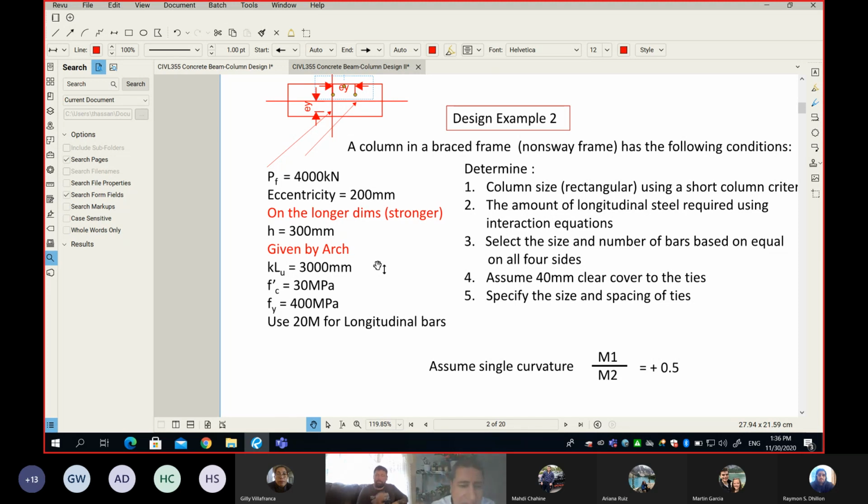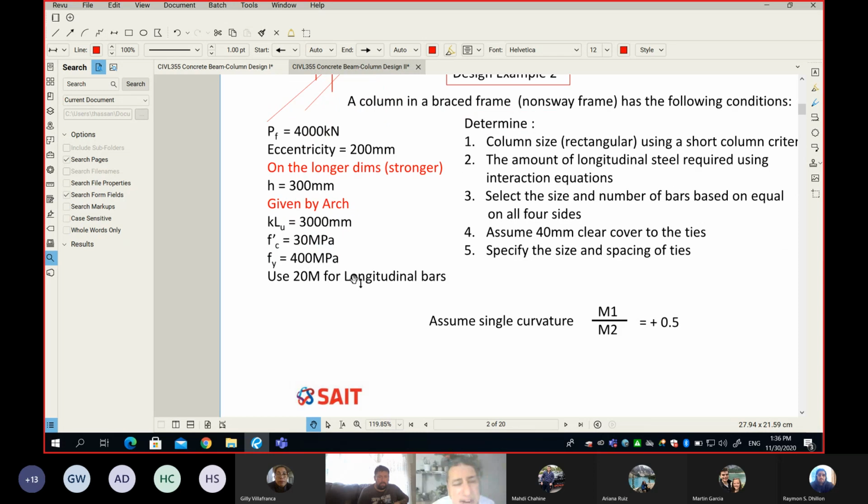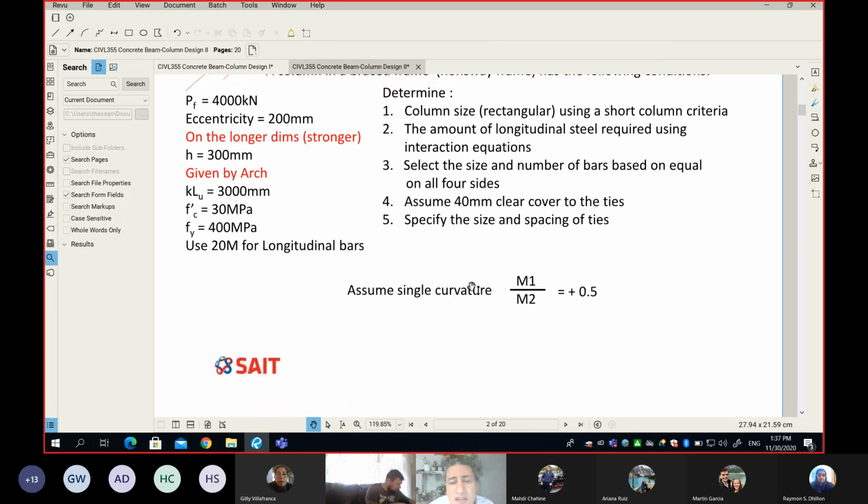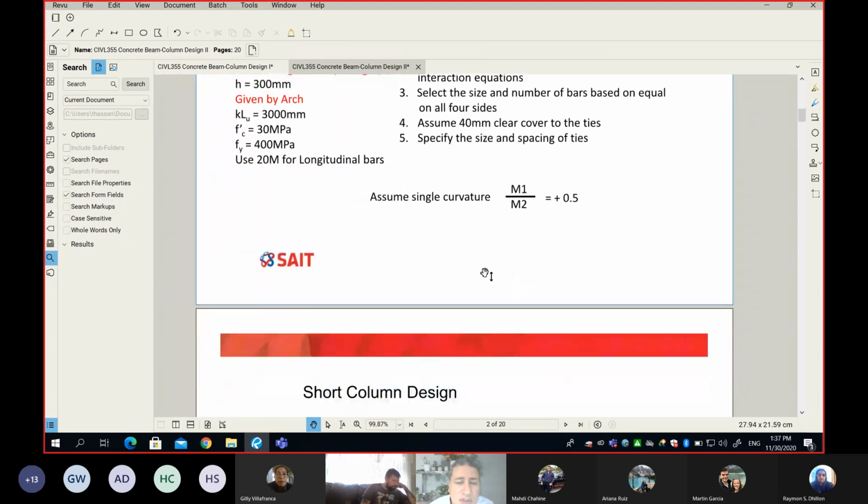And for sure, if it's rectangle, it means I have to give you one dimension. The unsupported length is 3,000 millimeter. Concrete compressive strength is 400. We're using 20 M for vertical bars. We have cover of 40. And then finally, the M1 over M2 is equal to plus 0.5. It means a single curvature.